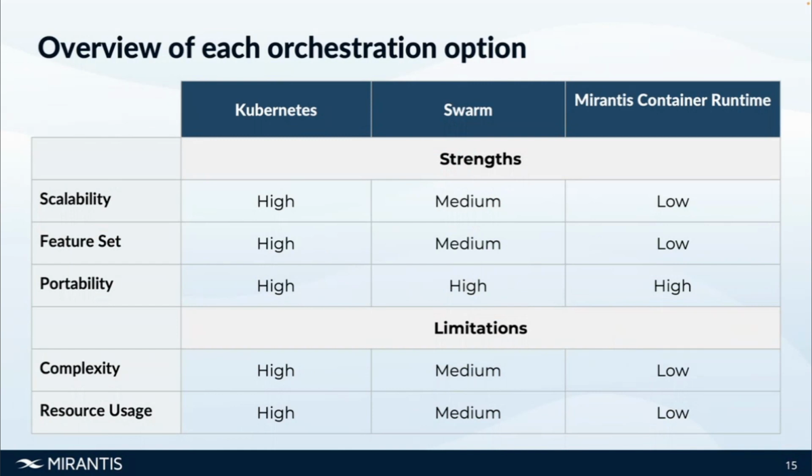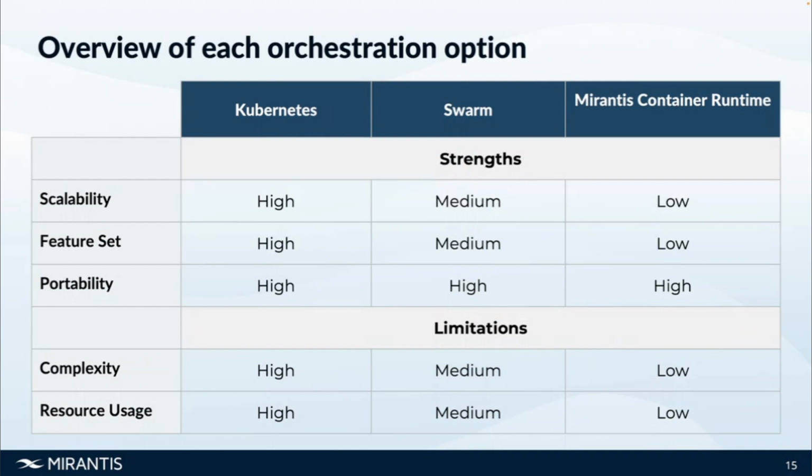Swarm mode is good for starting off. It's got a pretty low learning curve, and it is relatively easy to start off, and it is built into the Mirantis Container Runtime. So you have everything out of the box to be able to connect things into Swarm mode. So you have a medium-sized scalability. It does have a good feature set, but at the same time, your complexity and resource usage does come down a little bit when you compare that to Kubernetes.